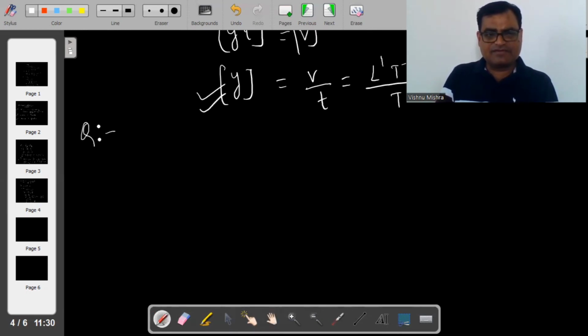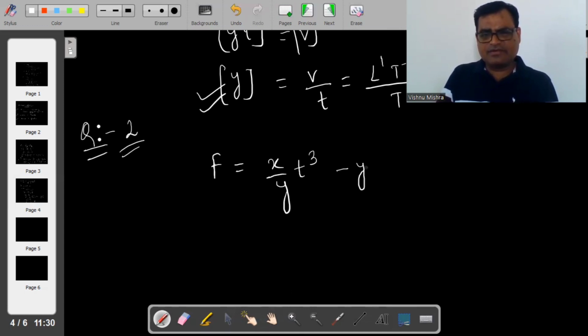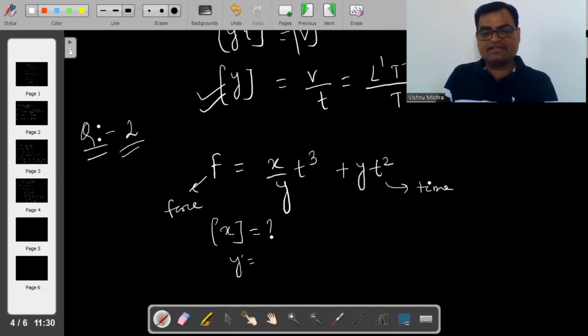Write the next question, question number 2. Here the question is given: f is equal to x by y t cube minus y, or plus y t square. Now f is the force, t is the time. Then find out the dimension of x and y. Clear? Same thing. Whose dimensions are same? F dimension is same as x by y t cube, which is same as y t square, because plus minus dimensions are the same.